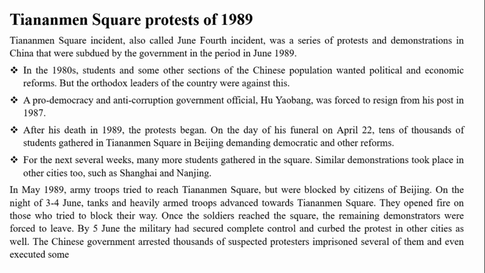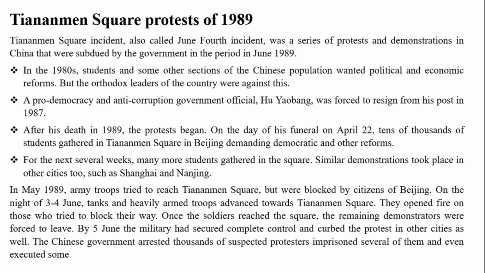In May 1989, army troops tried to reach Tiananmen Square but were blocked by citizens in Beijing. On the night of 3 to 4 June, tanks and heavily armed troops advanced towards Tiananmen Square. They opened fire on those who tried to block their way. Once the soldiers reached the square, the remaining demonstrators were forced to leave. By June, the military had secured complete control over the protests in other cities. The Chinese government arrested thousands of suspected students and imprisoned several of them and even executed some.